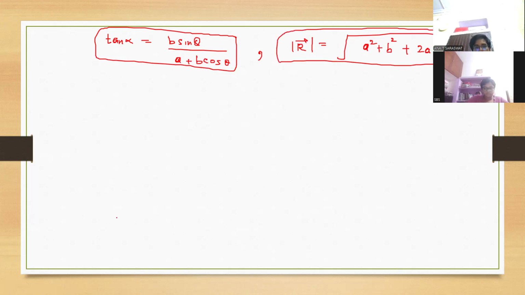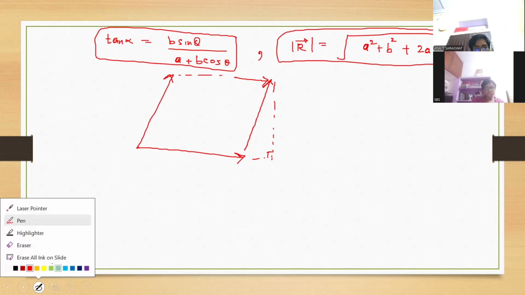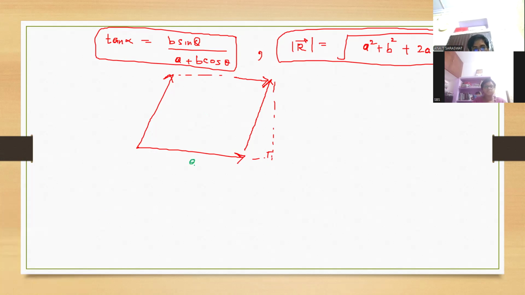Now, did you see one thing? In terms of vector, this is one vector. Clear? This is the next vector. If I ask you about the parallelogram, this is what we have learned. I drop a perpendicular like this. Then what you have understood? This is a vector a.